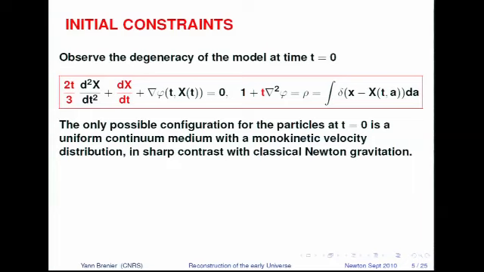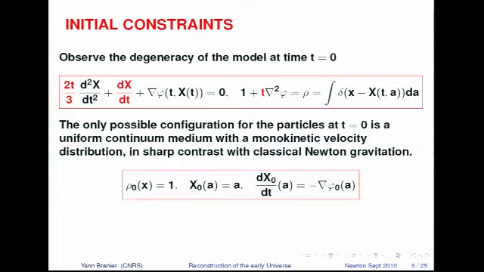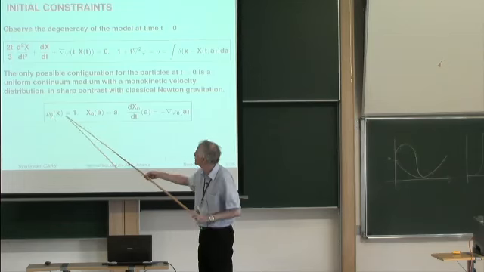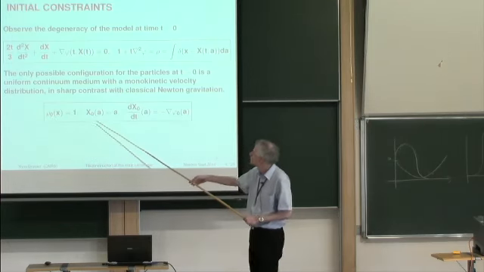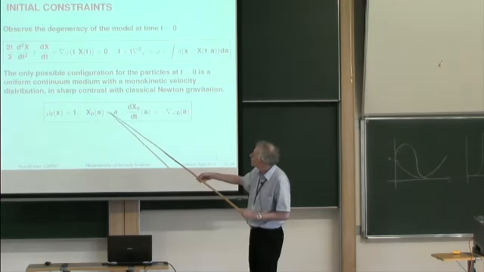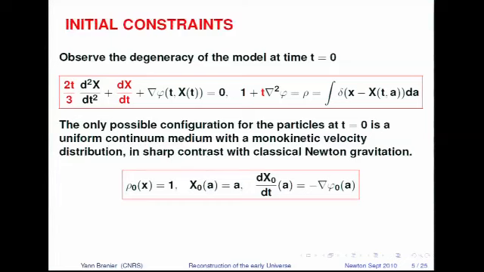And so let me write this. So the density is 1 at time 0. So I can take the label of the particle to be the initial position. So x0 can be seen as the identity map. And the initial velocity is balanced by the initial gravitational field.